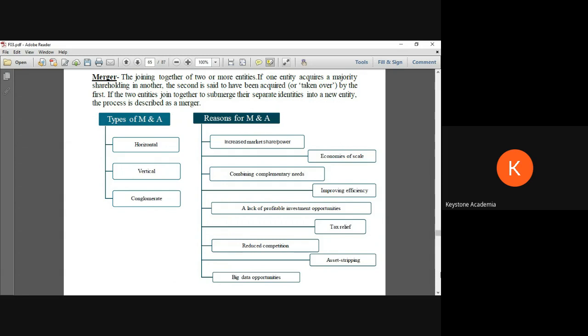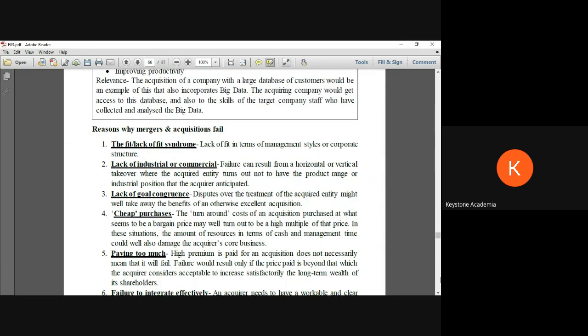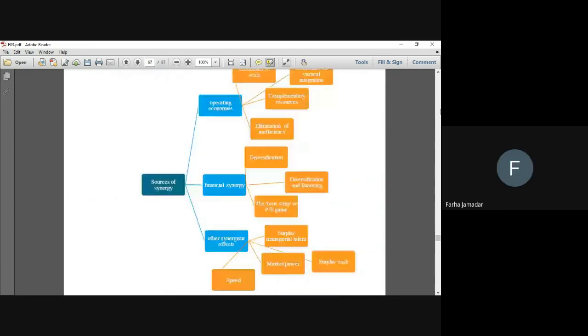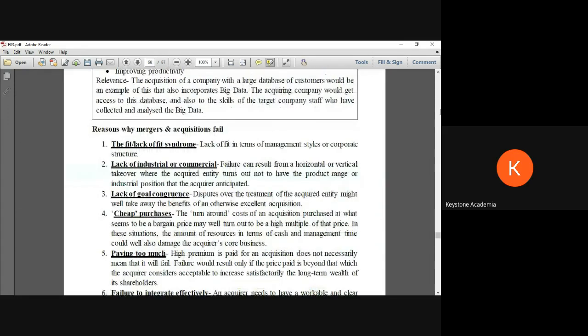It's a very good question, actually. We are going to discuss that point in the next chapter. Okay. What to do when we are getting acquired.